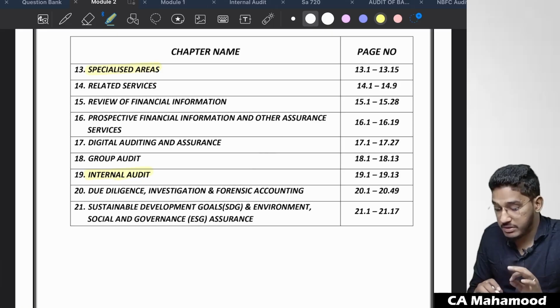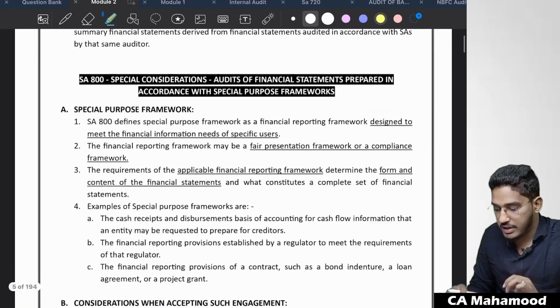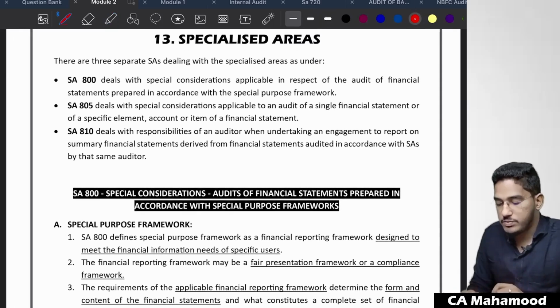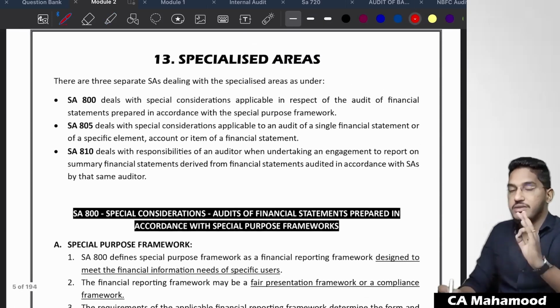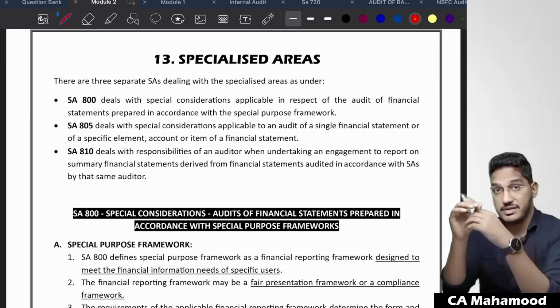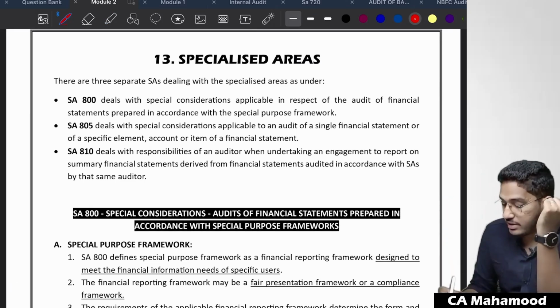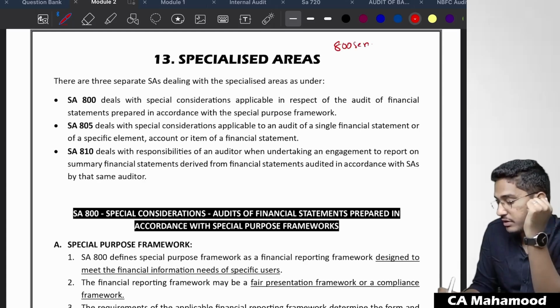Now we'll look at chapter number 13, which is specialized areas. So we'll try to understand this concept of specialized areas. In this chapter, we are actually going to cover 3 standards from the SA 800 series. What standards are we going to cover? The 800 series of standards.